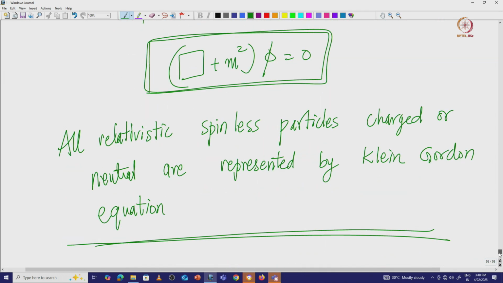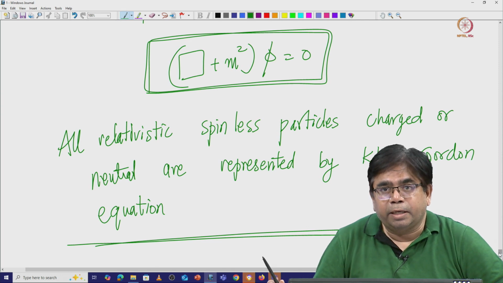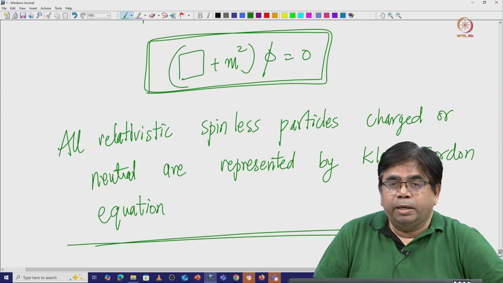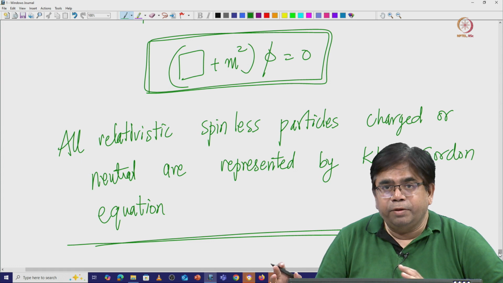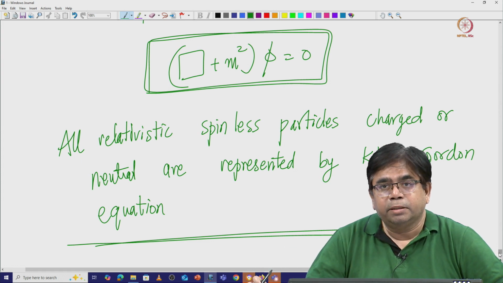From next class we will see some other aspects of the Klein-Gordon equation, such as non-relativistic reduction, and then we will go on to spin-half particles, which are given by the Dirac equation. So, I will stop here.